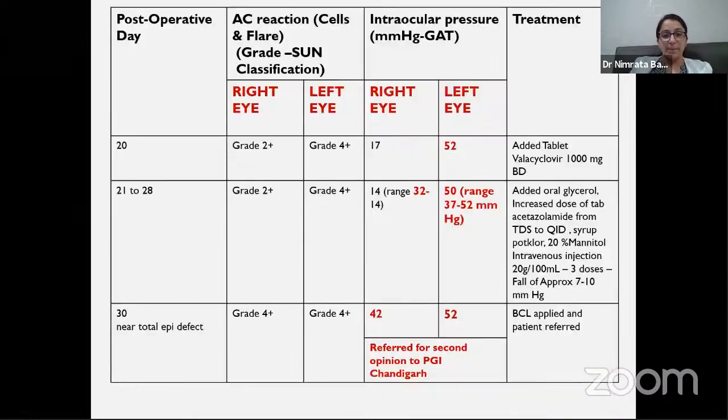Next slide, please. So as we say, the patient had a further downhill course. The pressures peaked to 52. There was a near total epithelial defect. We had to put a BCL back on. We also gave mannitol infusion, but it led to only a temporary spike down, and only on that day, of 7 to 10 millimeters of mercury. After this, the patient again spiked up, and now the right eye also developed the signs and symptoms. And then we had to send the patient for a second opinion to PGI Chandigarh when we thought we could not contain the situation.